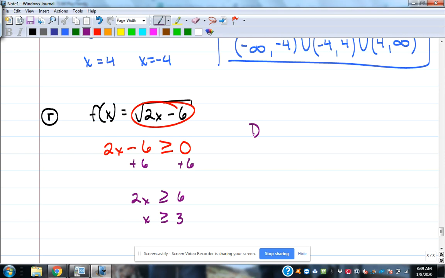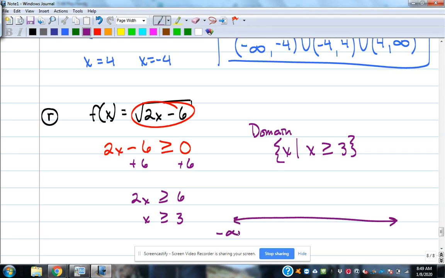So the set notation for the domain is going to be exactly that inequality. All x's that are greater than or equal to 3. Okay, greater than or equal to 3. Now the interval notation, I'm going to go back to the number line idea. Where's the lowest number that would work here? 3.